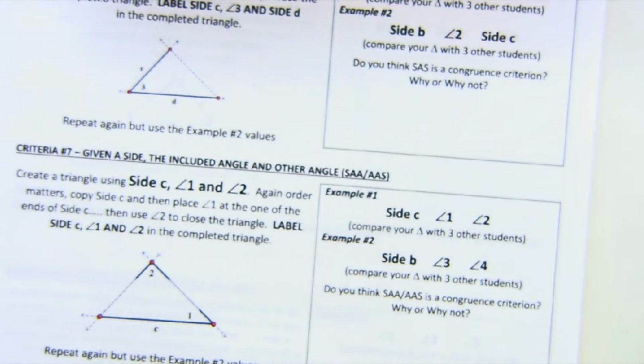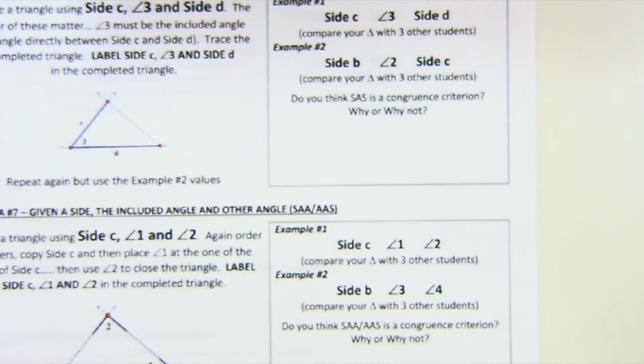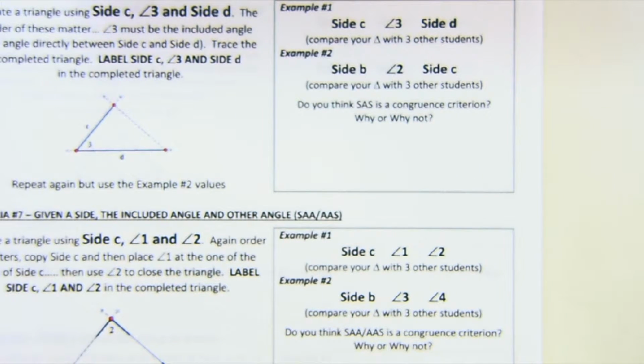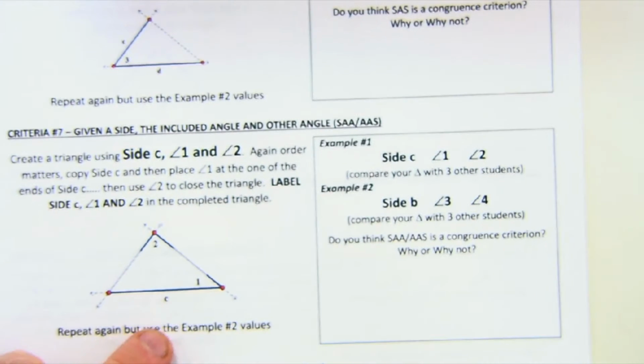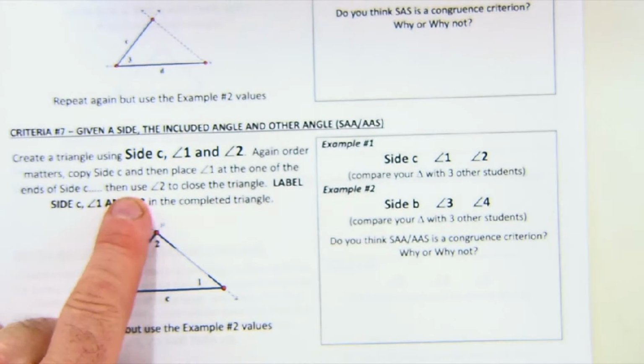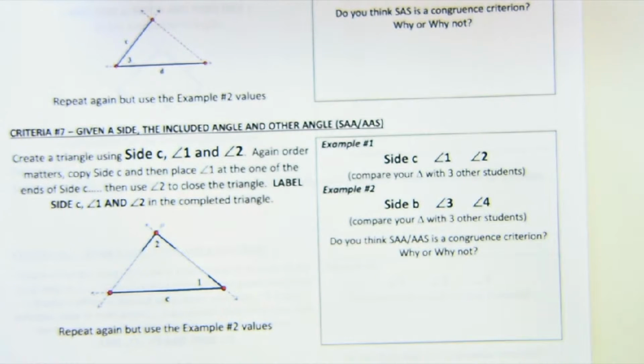So let's do one that is a congruence, but maybe let's skip along in the examples here a little bit. This one's kind of tricky to do, so let's do a side and then 2 angles. So let's do C and then 1 and 1. So we're going to create a side of C and then 2 angles, 1 and 2. Actually, I said 1 and 1 last time, 1 and 2.